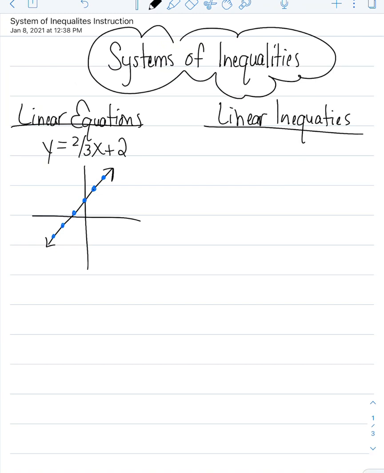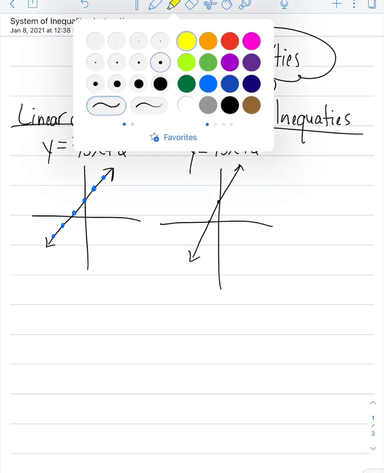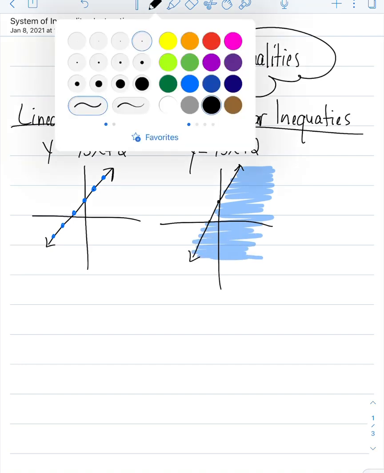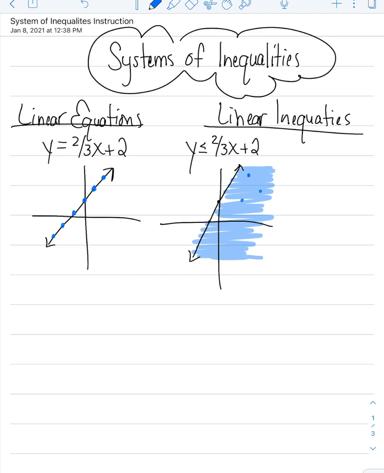So let's look at two types of inequalities. Let's say we had y is less than or equal to 2/3 x plus 2. So on the graph, you're going to have this same line, except now, because it's an inequality, you're going to shade that in. So all of the points in the shaded area are solutions, or they make that inequality true. But because it's a solid line, the points on the line also make the inequality true.